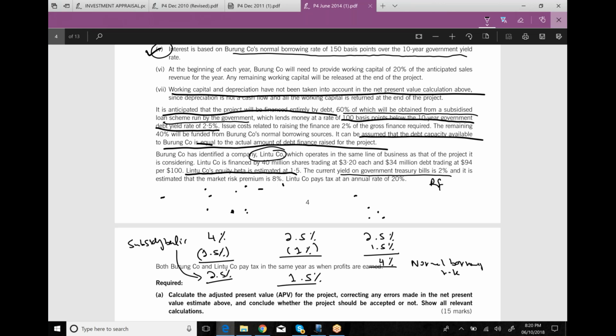Okay, now just try to deal with this question. First of all, try to compute your base case NPV and then go till APV. So try to deal with this question on your own. Yes, try to compute your base case NPV first.